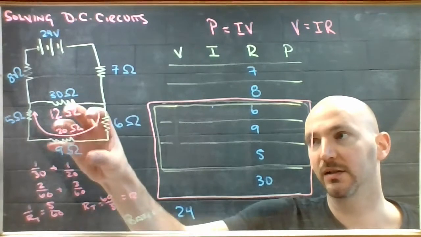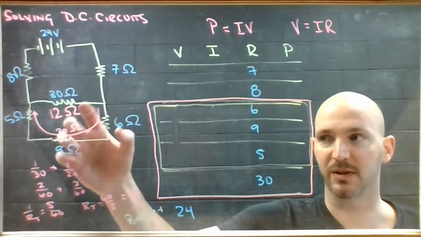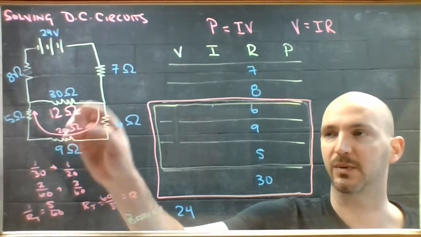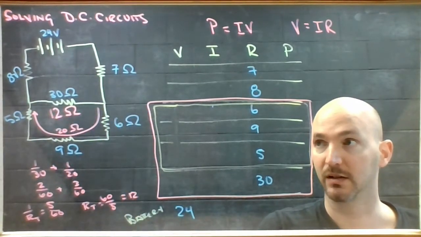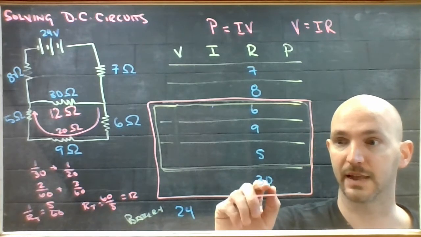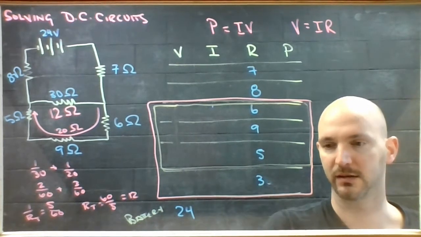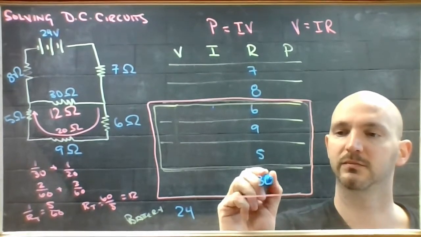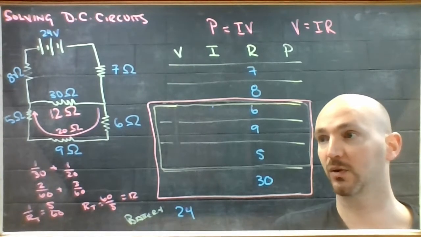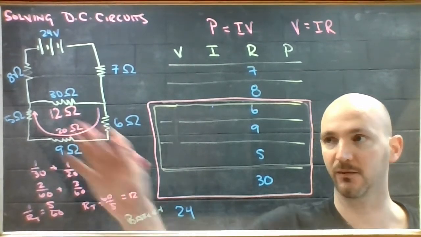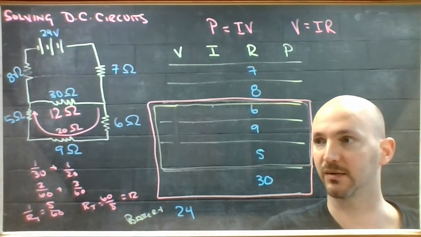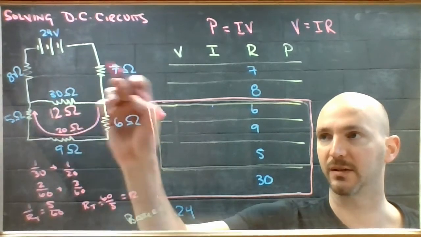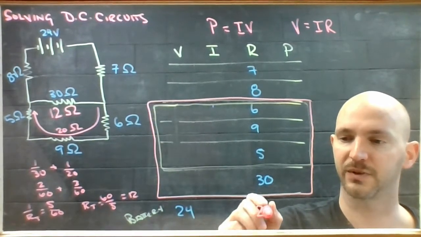A 7 and an 8 wired in series with a bunch of stuff that's worth about 12 ohms adds up to 8 and 12 is 20, 20 plus 7 is 27 ohms in total, and that's my resistance for the battery. So the total resistance that this battery is facing from all of these resistors, what did I just say it was? 27? 12 plus 8 is 20 plus 7 is 27. Yes, 27 ohms.